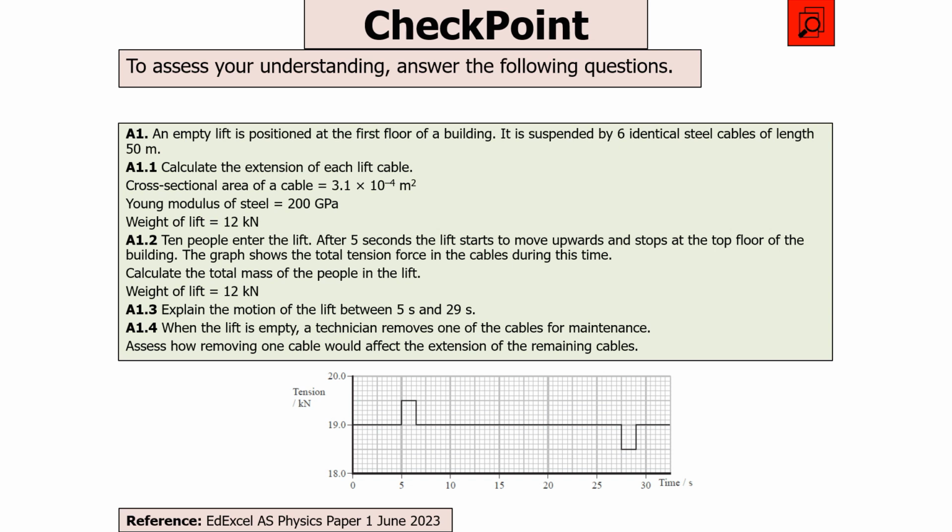Then 10 people enter the lift. After 5 seconds the lift starts to move upwards and stops at the top floor of the building. The graph shows the total tension force in the cables during this time. Calculate the total mass of the people in the lift. The weight of the lift is 12 kilonewtons. Then explain the motion of the lift between 5 seconds and 29 seconds. Then when the lift is empty, a technician removes one of the cables for maintenance. Assess how removing one cable would affect the extension of the remaining cables. So pause the video now, then unpause the video when you want to go through your answer.